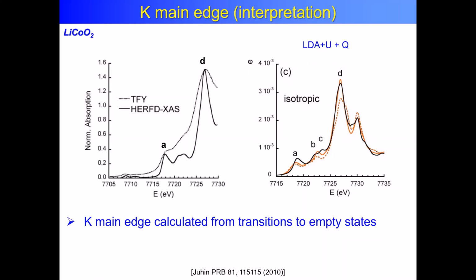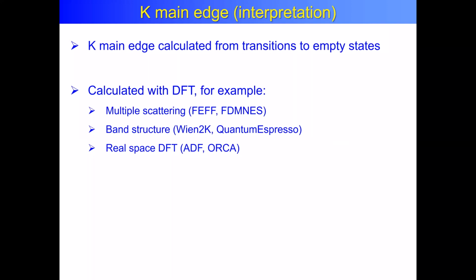So this is an example, and I think almost everybody, or maybe everybody, is using this approach, that you can assume that the K main edge can be calculated from the empty states, and then the only goal is to calculate the empty states, and then there are many different programs available. I think almost everybody initially starts, or at least calculates, with density functional theory, and then you have three choices.